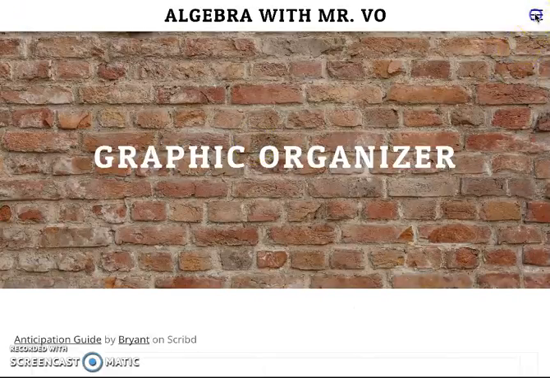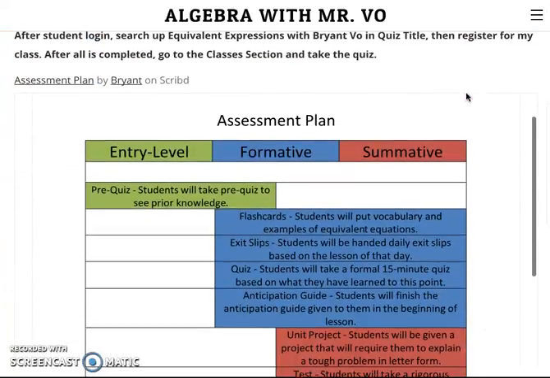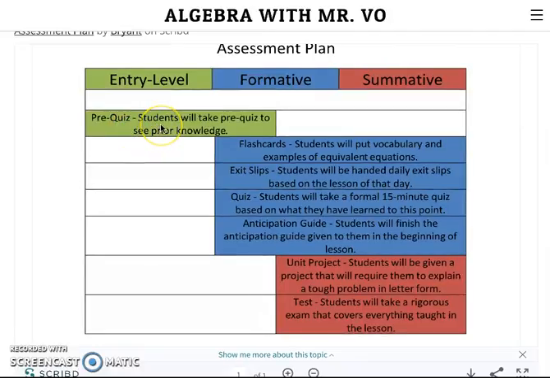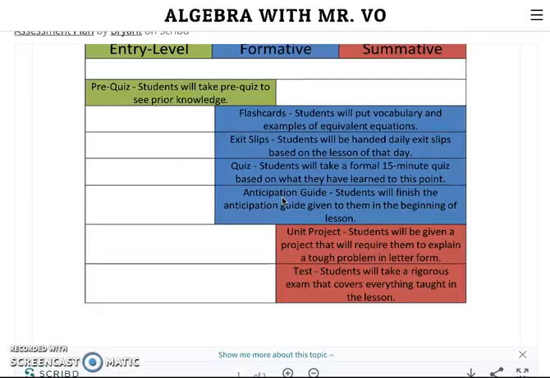Okay, so next we will be discussing their assessments for this. So right here is the little assessment plan that I've created for them. For their entry level, it will be the pre-quiz to assess their prior knowledge. For their formative, we will be creating flashcards that will need to put down all the vocabulary given to them and others they may see in the chapter and examples. The exit slips to assess daily where they're at. They will eventually take a 15-minute formal quiz based on what they have learned. And lastly, the anticipation guide that I've presented as well.